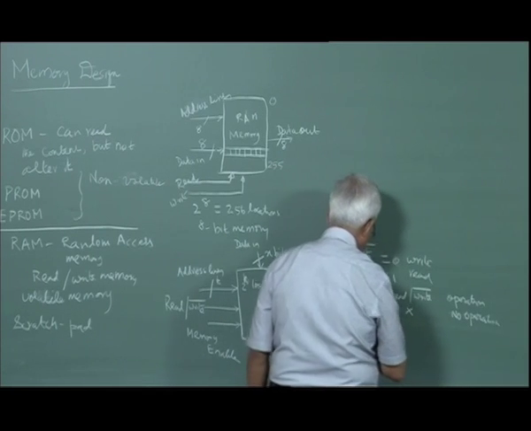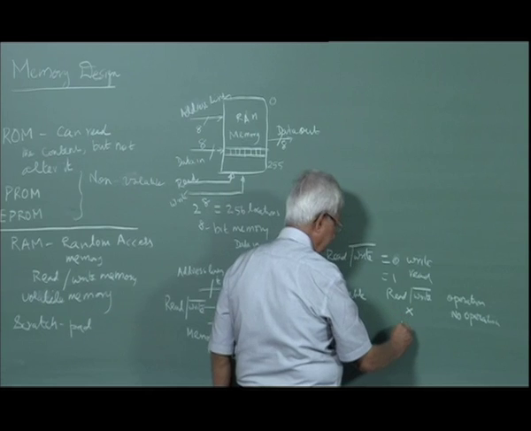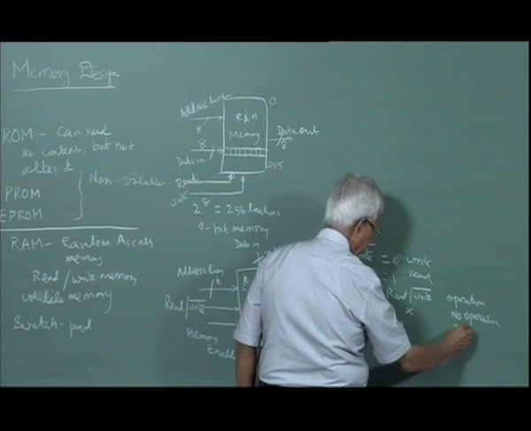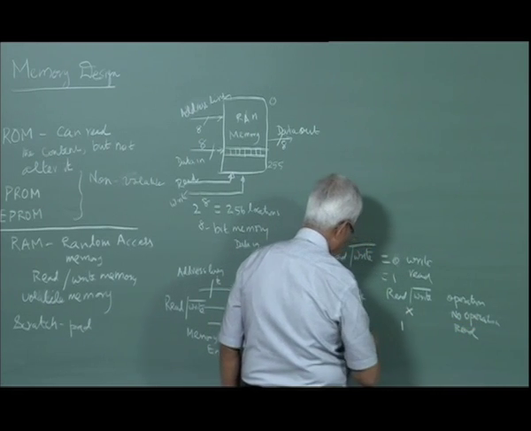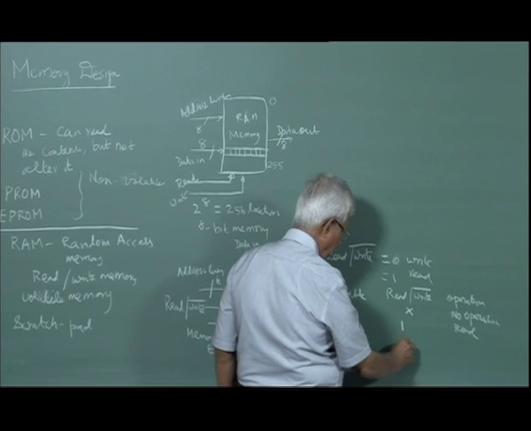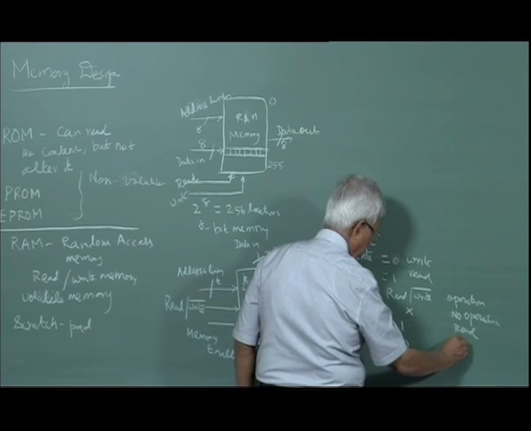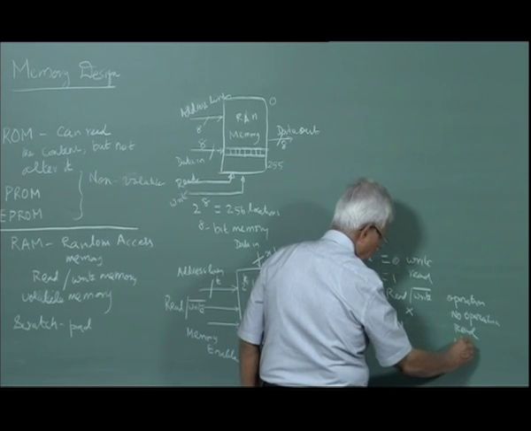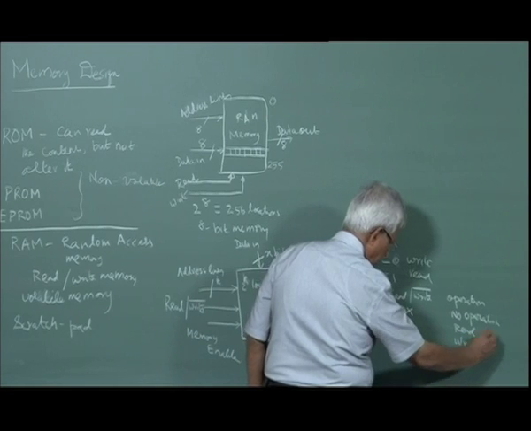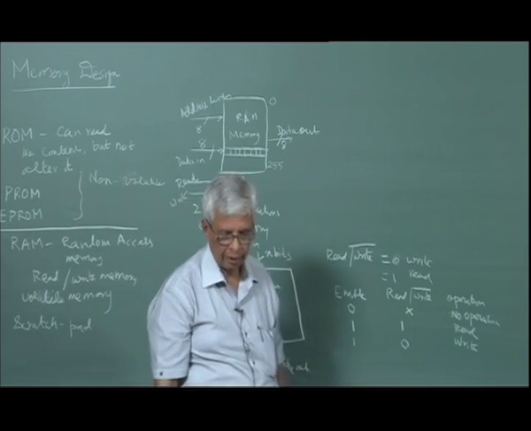If enable is 1 and it is 1, I read the memory. If enable is 1 and it is 0, I write into the memory. This is how a memory works.